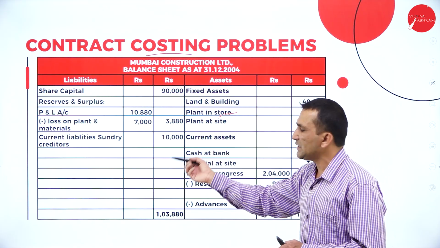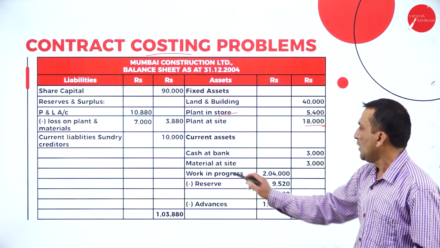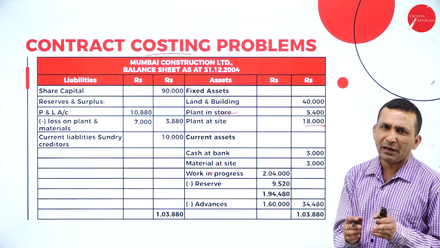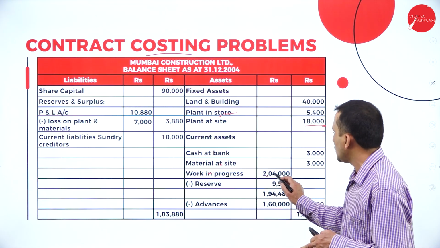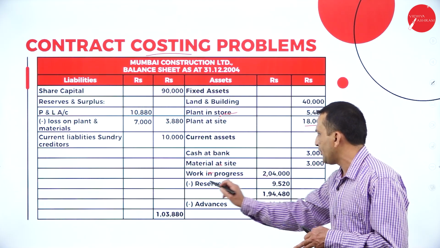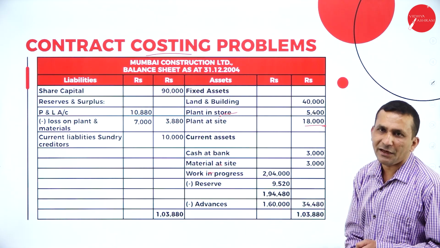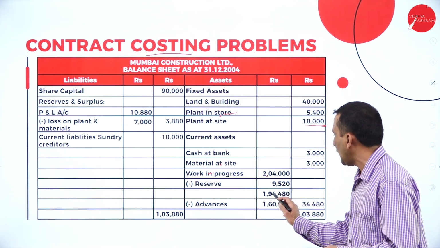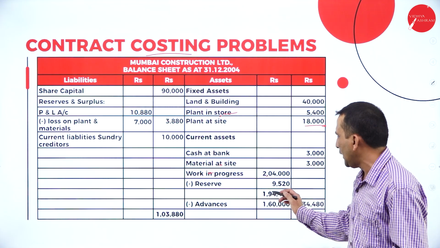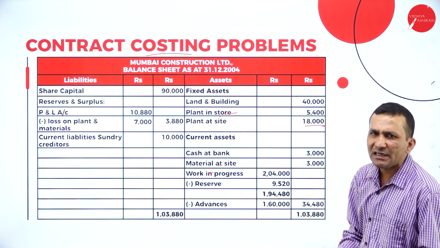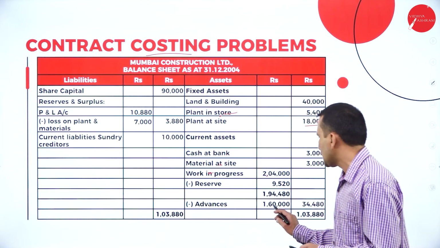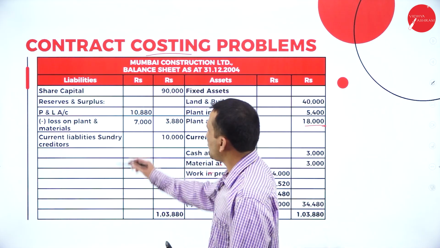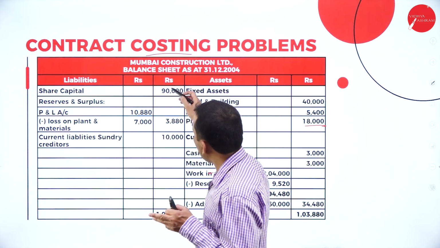The current assets category is given in the trial balance: cash at bank 3,000, material at site 3,000, and work in progress, certified and non-certified, total 2,04,000. From this we need to subtract the reserve, the difference in the contract account. Finally we are getting 1,94,480. We already received from the contractee an advance of 1,60,000. The difference is 34,480.